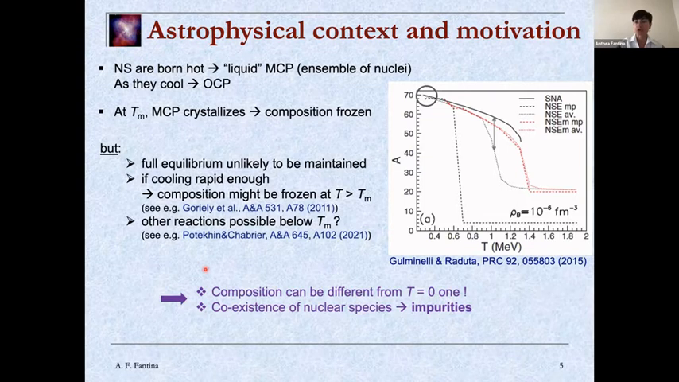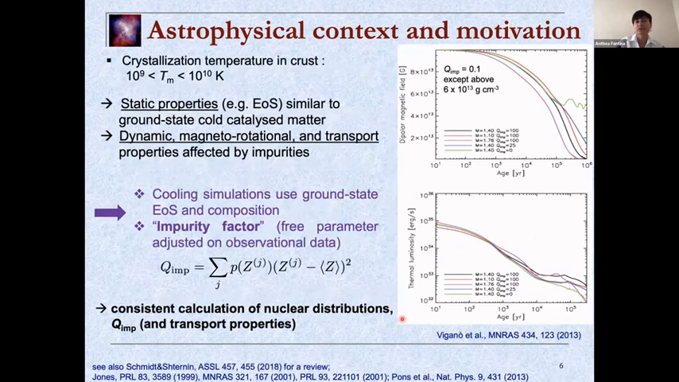And what for sure we can expect is the coexistence of nuclear species, which means impurities. Given that the crystallization temperature is not so high, we do expect that the static properties, like the equation of state or composition, are similar to the zero temperature ones. But this might not be the case for dynamic or transport properties.